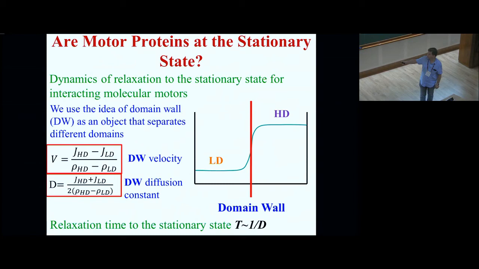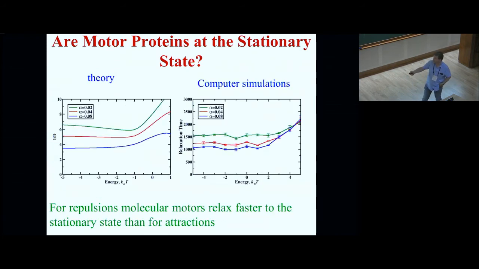So essentially, instead of looking at many particles, you can look at one effective particle, the domain wall, and the mobility of this special object will tell you how long it takes to go to the stationary state. We can calculate the velocity of the domain wall and its diffusion constant, and we can argue that the relaxation time to the stationary state is inversely proportional to diffusion. In other words, if the domain wall is very mobile, you could probably reach the border, which is the stationary state, faster. If it's very slow, it will take longer. These are the arguments. We can calculate everything analytically here, and this is the quantity proportional to the time of relaxation to the stationary state as a function of interactions.